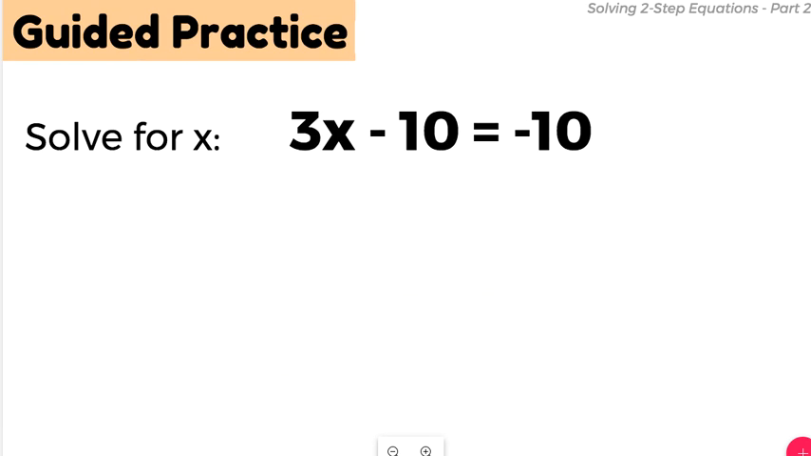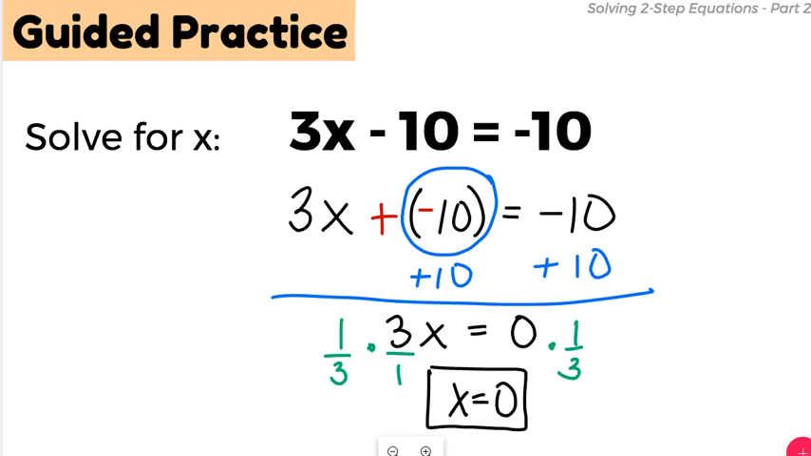Here's the next guided practice. Hit pause, and then see if you get the same answer I do. All right, so we did our additive inverse to get rid of our subtraction. 3x plus negative 10 equals negative 10. Undo addition by adding 10 to both sides. You get 3x equals 0. Undo multiplication. Multiply each side by your reciprocal. You end up with x equals 0. And that's it.